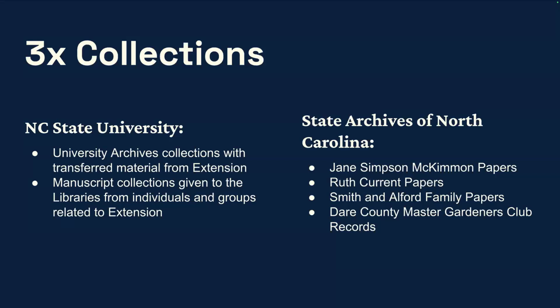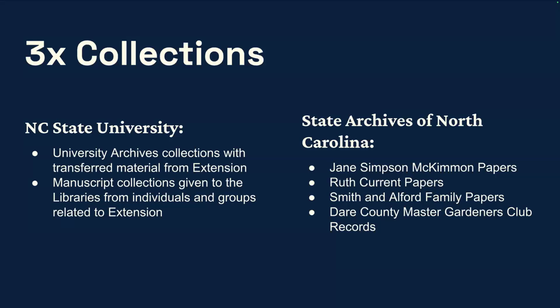There are 4 collections over at the State Archives in North Carolina that we have digitized portions of as part of the project. They have their own Jane Simpson McKimmon papers. They have a Ruth Current papers collection, and the Smith and Alford family papers include materials created by Pauline Smith, who was an agent in Franklin County during the 1930s and 1940s. Lastly, we have the most recent collection, probably, which is the Dare County Master Gardeners Club records.